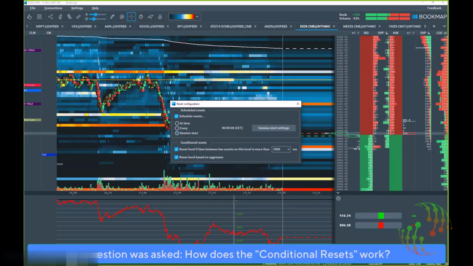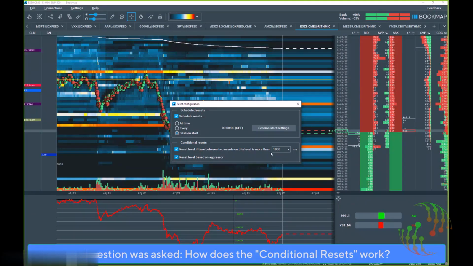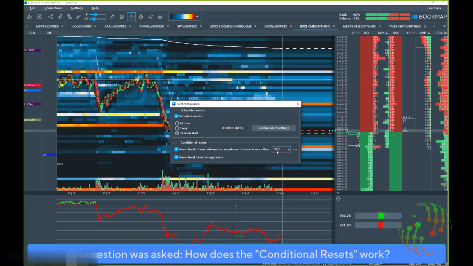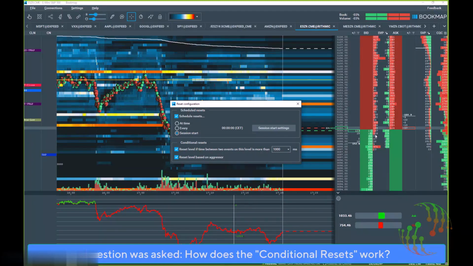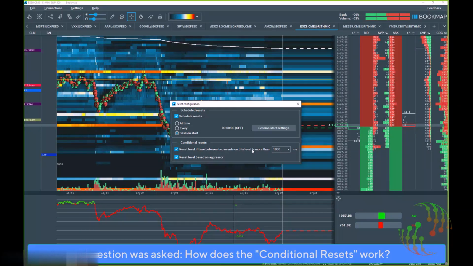That means if more than 1000 milliseconds passed since the last trade event, so when they are trading, nothing happens. But if there's no trading for 1000 milliseconds on that level, then this becomes true.